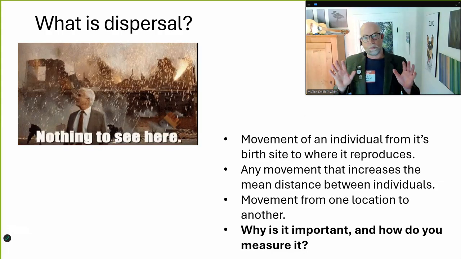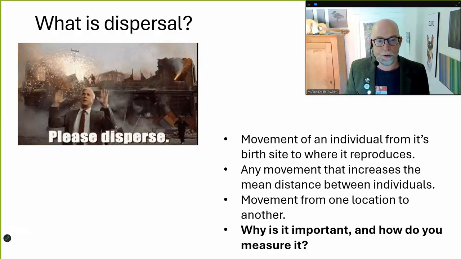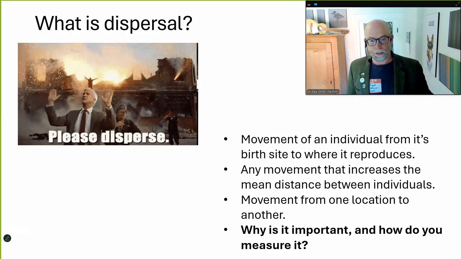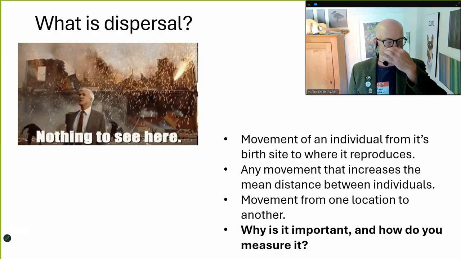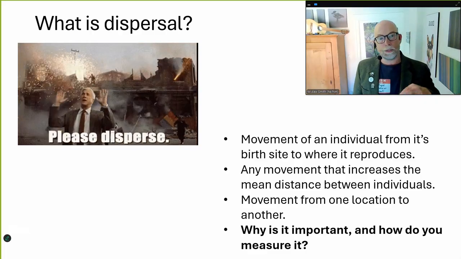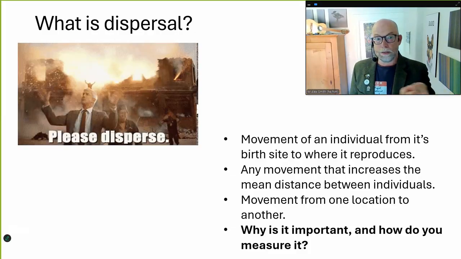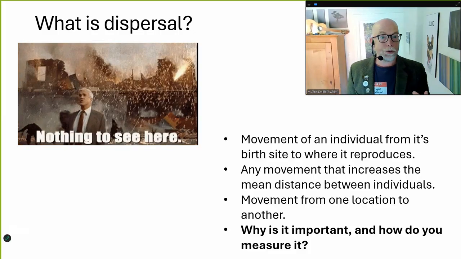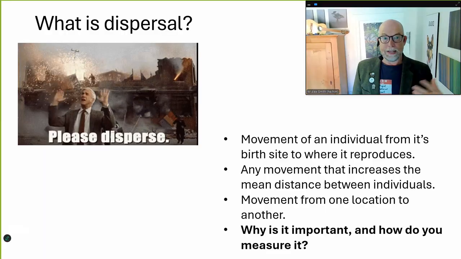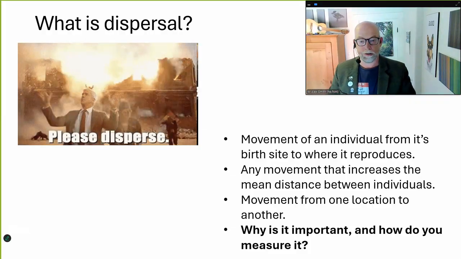And so let's just agree on what we mean when we're talking about dispersal, and it's not what Leslie Nielsen is encouraging you to do there, but it's this movement essentially from a birth site to where it reproduces. Any movement that increases the mean distance, movement from one location to another, all of those count as dispersal somewhere in the literature. We're going to focus on essentially realized dispersal, that first bullet, because we're going to measure it in this assignment or infer it using phylogeny, so it would be things that actually got someplace and reproduced, and we're looking at the effect of that genetically years later.